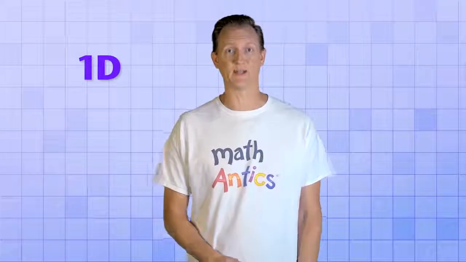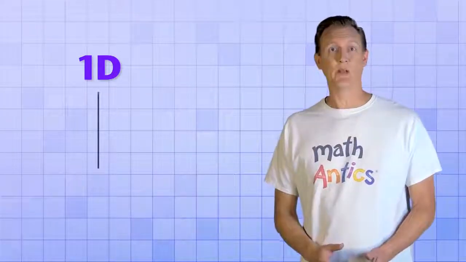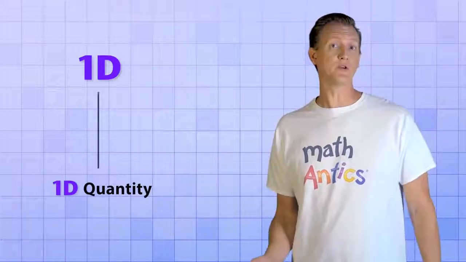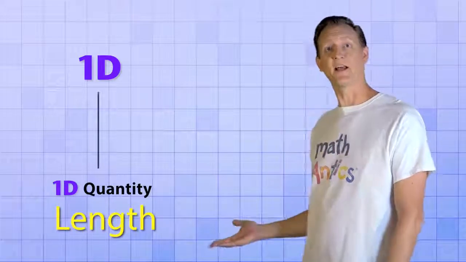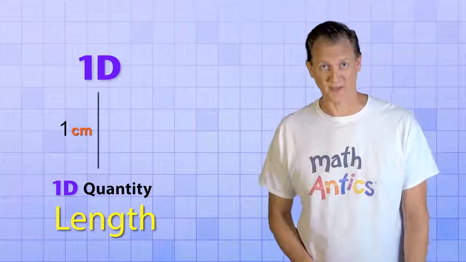But to understand what it means, it will help if we back up just a little and start out with a one-dimensional object, like this line segment. To measure a one-dimensional object, we need a one-dimensional quantity, which we usually call length. The length of this line happens to be exactly 1 centimeter, which is a common unit for measuring length.